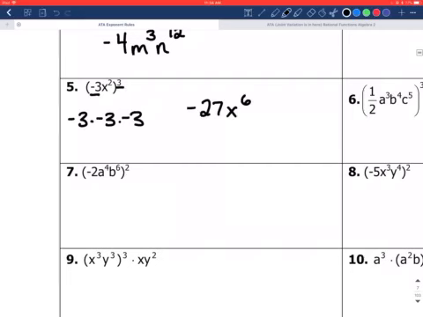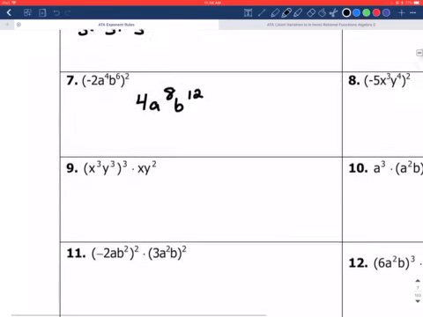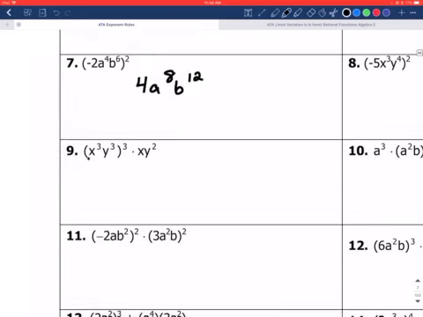So our coefficients in front we will raise to the power, but our exponents we will multiply by that power. So negative 2a to the 4th, b to the 6th raised to the second power. That will be negative 2 raised to the second power will be positive 4, a to the 8th, and b to the 12th. For number 9, we are raising just x cubed, y cubed to the third power. So we're going to multiply those, x to the 9th, y to the 9th.